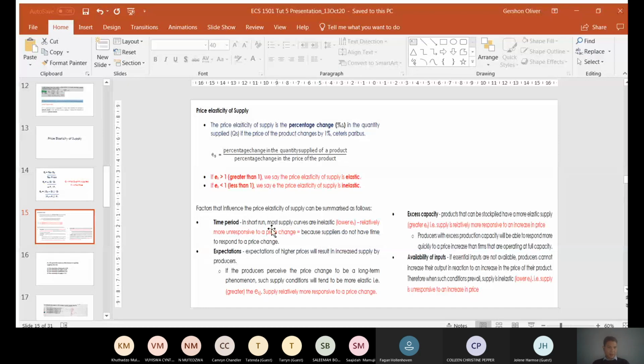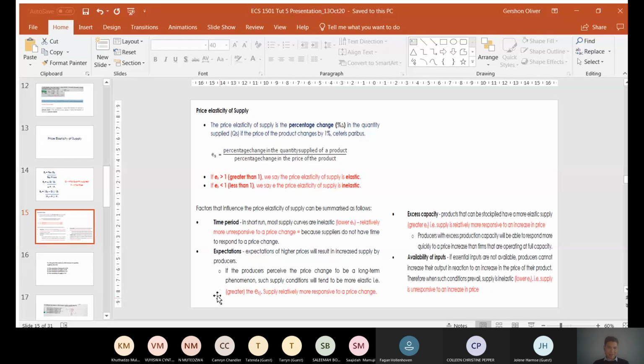Let's carry on. So these are the factors at the bottom over here that influence the price elasticity of supply. So time period. In the short run, most supply curves are inelastic. In other words, relatively more unresponsive to a price change. Remember what I said to you earlier on. You're changing the word elastic. It's not sensitive anymore, it's responsive, because suppliers do not have time to respond to a price change.